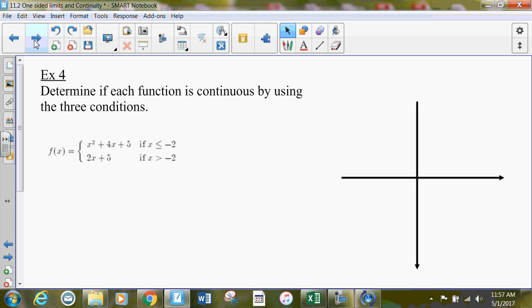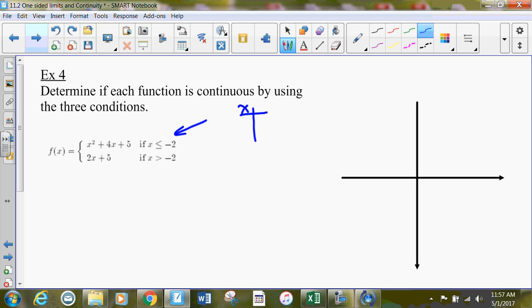All right, so determine if each function is continuous by using the 3 conditions. There is a graph here. I'm not sure, they're not asking us to graph it, so we can use one of 2 methods. The first thing is I'm going to look to see if there's actually a value at -2. So I'm going to go ahead and make my table. I'm going to plug in my -2. When I plug that in, I get what? A 4 minus an 8 is -4 plus 5 is 1.